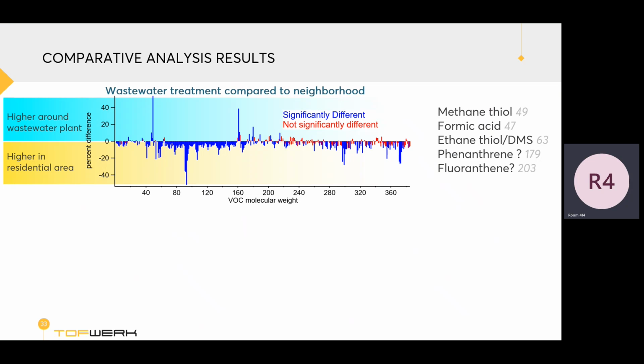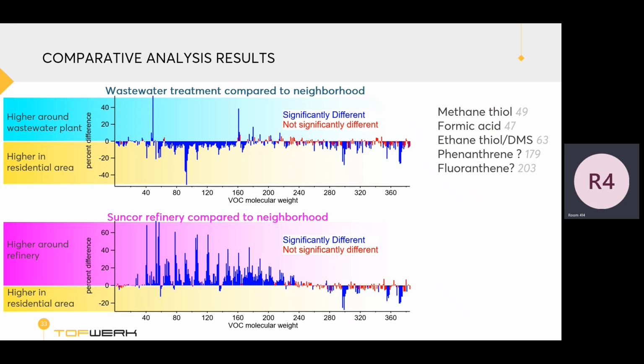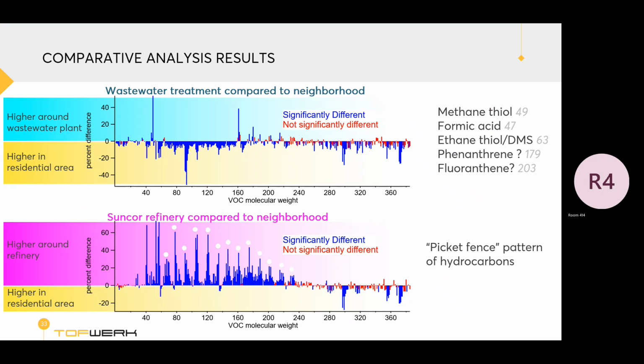Okay. So we can also make a mass spectrum for the refinery compared to the neighborhood. And this is a really complex spectrum. There's lots of VOCs here. And this repeating pattern here, which I've highlighted, is instantly recognizable if you measure hydrocarbons with mass spectrometry. What we're picking up here is this fingerprint of hydrocarbon emissions from the refinery.